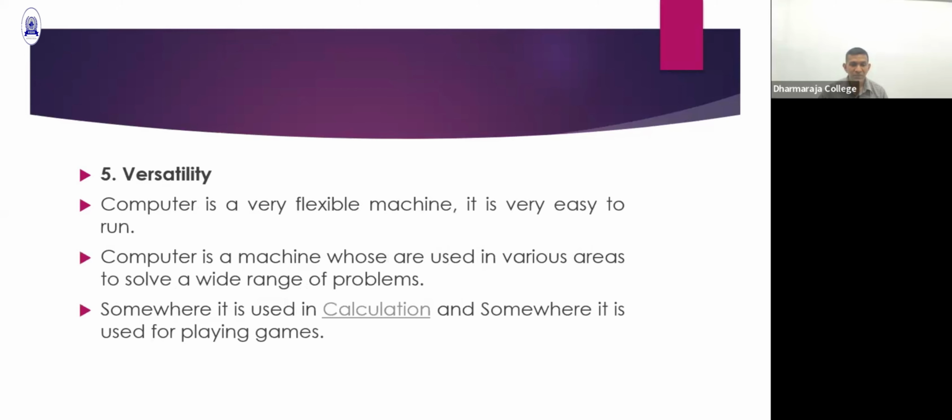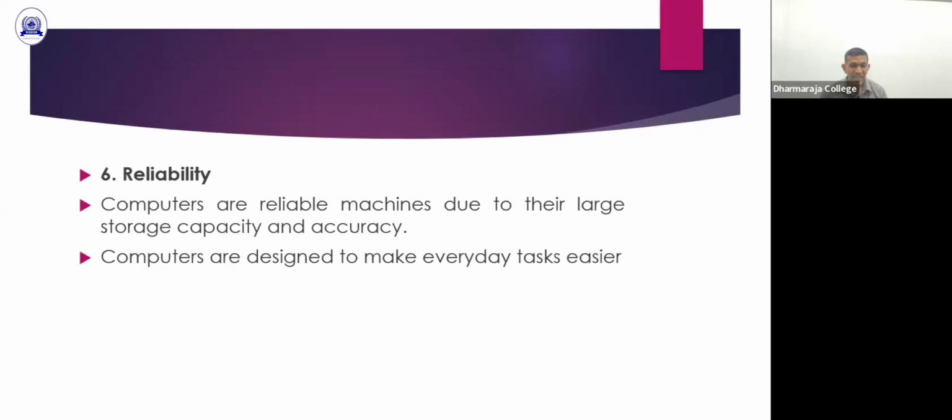Right? Then versatility. A computer is a very flexible machine and it's very easy to run. Computers are used in various areas to solve a wide range of problems as well. Some might use it for calculation and some might use it for playing games. Versatility is there. And reliability. It is a reliable machine due to its large storage capacity and accuracy. And computers are designed to make everyday tasks easier. So we use the computer to make our things easy.